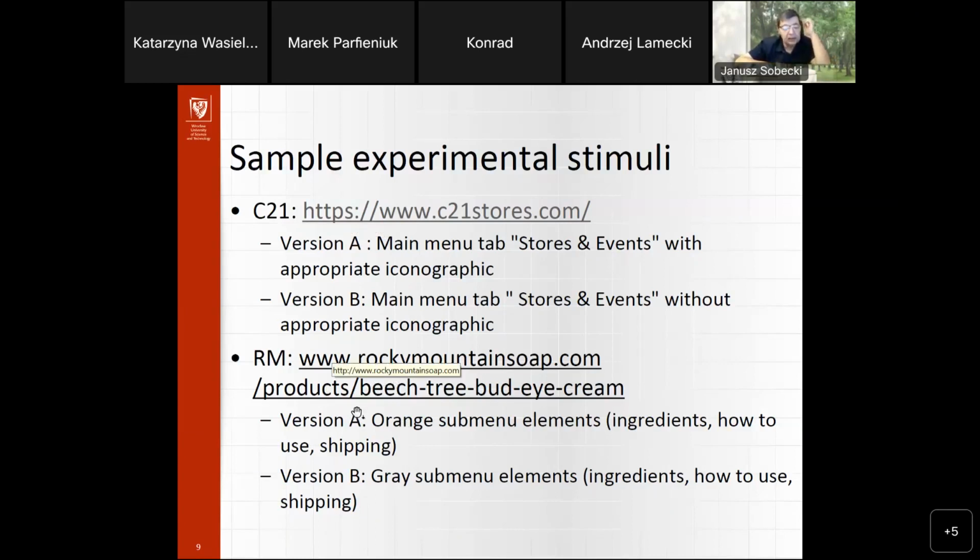And for another example, the other store is in the A version. The elements were in orange color, and in the B version they were gray.